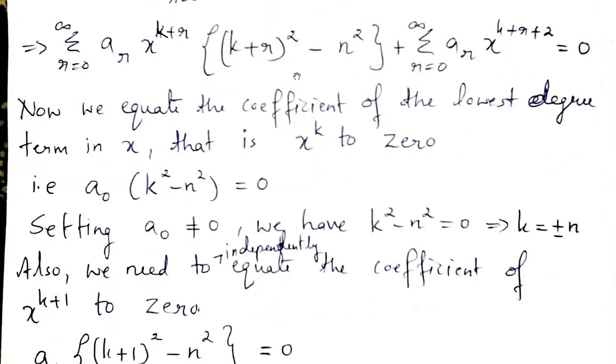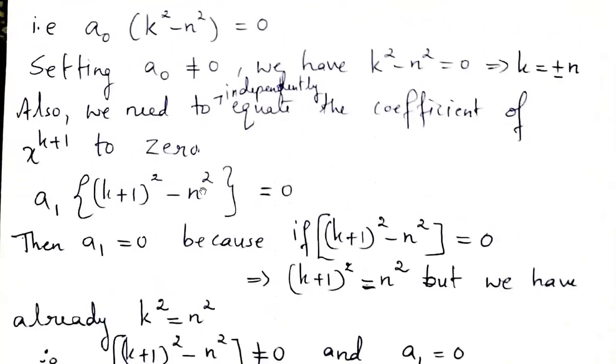So now you have to equate that particular term to 0. So we have to equate a1 into (k plus 1) whole square minus n square equal to 0. Now using this, we should decide what the value of a1 will be. Now here the value of a1 should be equal to 0. Can you tell me why?